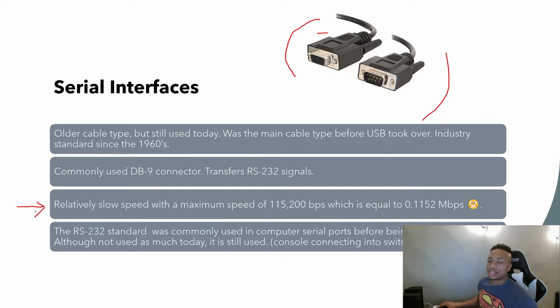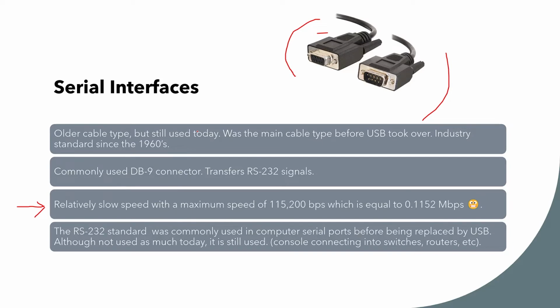So the reason why serial interfaces are not really used today is because they're super slow. The maximum speed is 115,200 bits per second, which equals less than 1 megabit per second, guys. This cable is slow. Here, it's commonly used the DB9 connector, and it transfers RS-232 signal. So RS-232 is a standard, guys, and it was commonly used in computer serial ports.